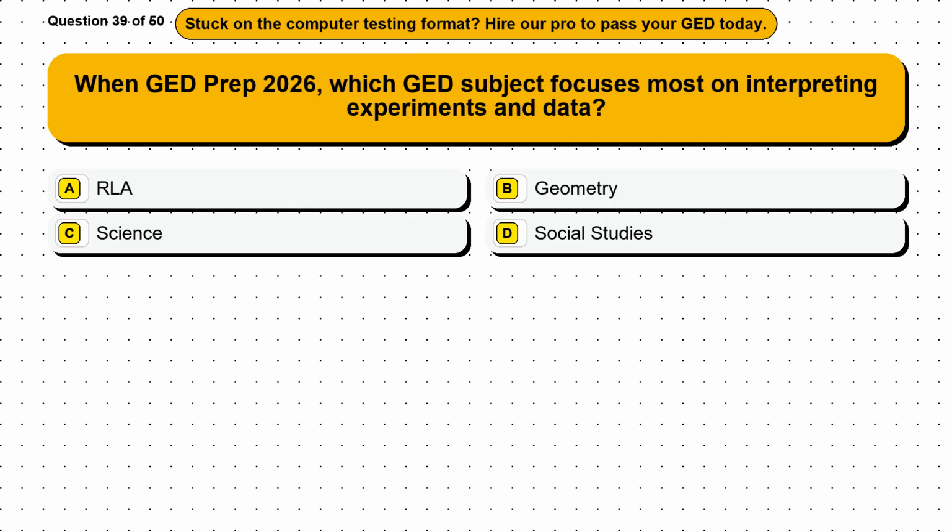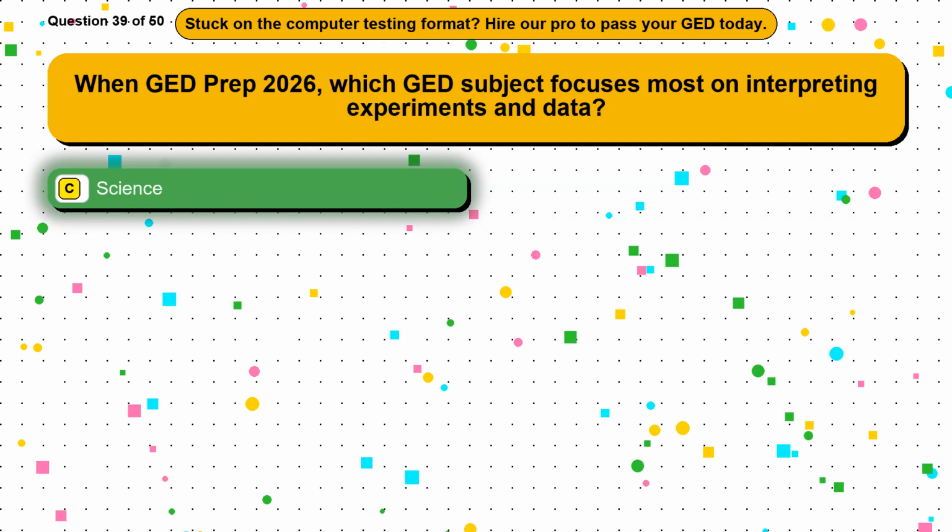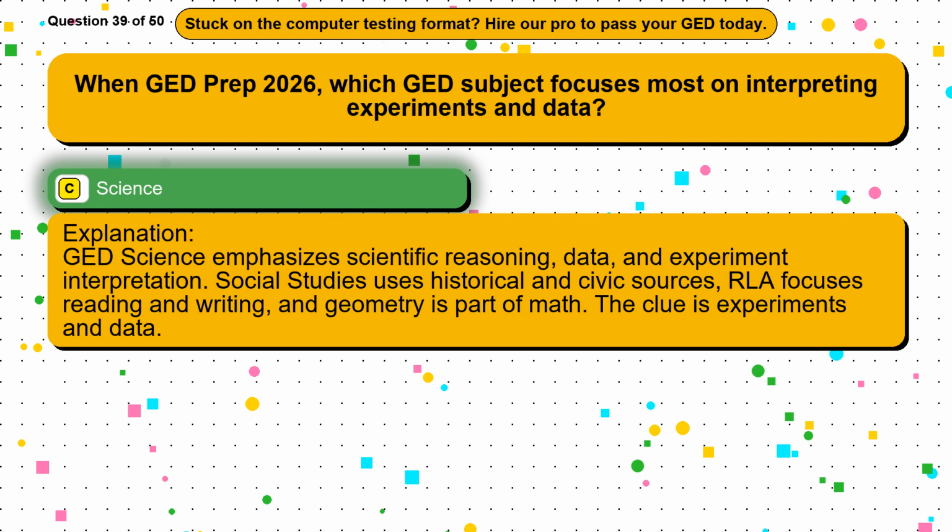Question 39. GED Prep 2026. Which GED subject focuses most on interpreting experiments and data? Option A RLA. Option B Geometry. Option C Science. Option D Social Studies. The correct answer is option C, Science. GED Science emphasizes scientific reasoning, data, and experiment interpretation. Social Studies uses historical and civic sources, RLA focuses on reading and writing, and geometry is part of math. The clue is experiments and data.